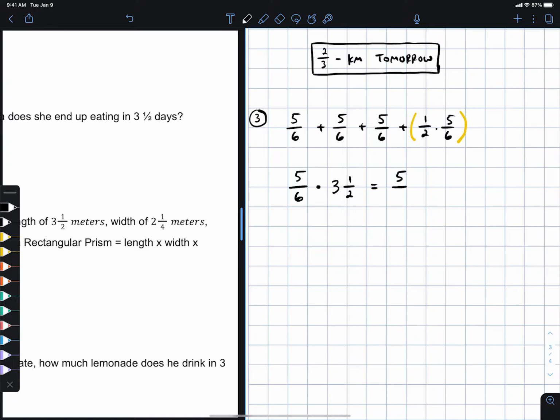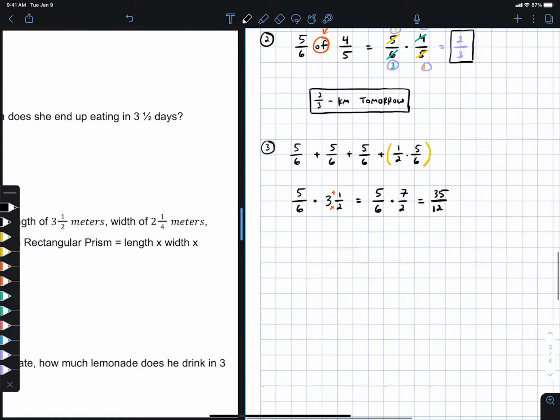Again, to take this and write it as an improper fraction, we can write 5/6 times, and then 3 times 2 is 6, plus 1 is 7. So that would be 7/2. And then I don't think we can cross cancel, so 7 times 5 is 35, and then 6 times 2 is going to be 12. And 12 goes into 35 how many times? Goes in 2 times, that's 24, and then we have 11 left over, so 2 and 11/12. So she's going to have 2 and 11/12.